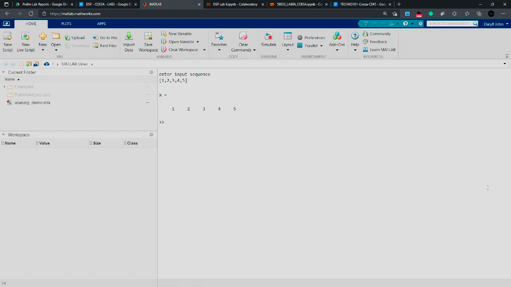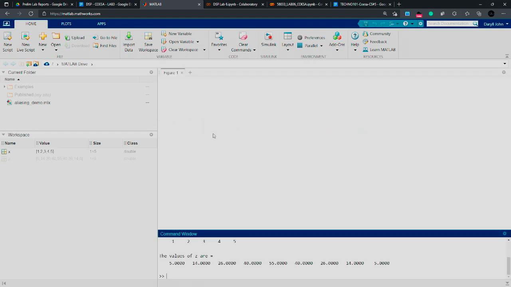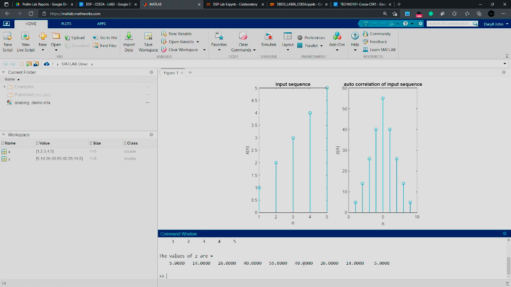As we can see, the z values are 5, 14, 26, 40, 55, 40, 26, 14, and 5. The input sequence is again 1, 2, 3, 4, and 5. The autocorrelation of the input sequence yields a normal curve as seen in these plot lines. Our values are displayed again, 5, 14, 26, 40, 55, 40, 26, 14, and 5, and all the data types are double.